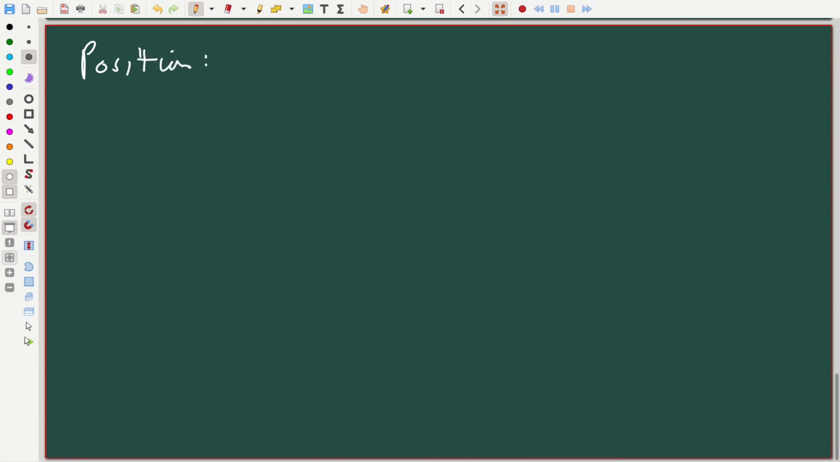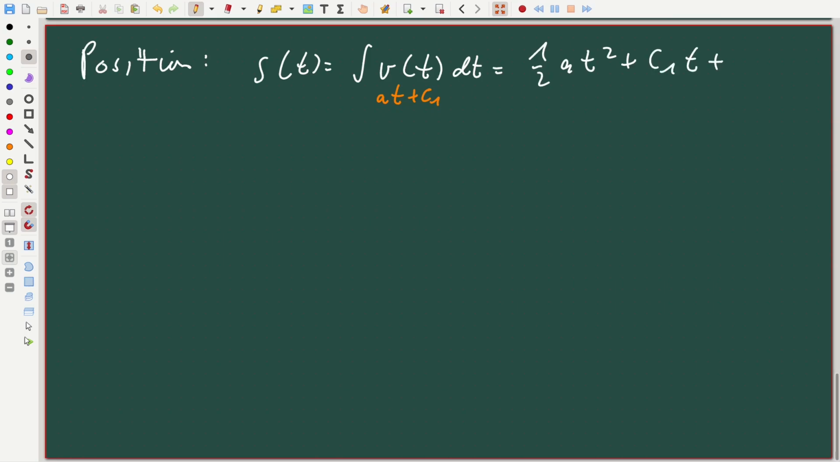the position of this car. So again, we can write here s of t, and we know already that this is the integral of v of t dt. And we have seen that v of t is simply given as a times t plus c1. So when I integrate at plus c1, this gives 1/2 at squared plus c1 t plus c2. And we have also seen already before that c1 is our v0.